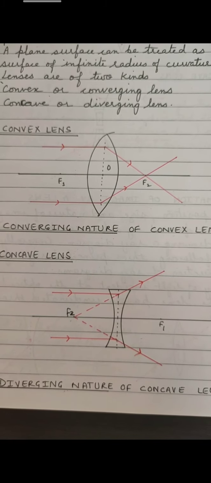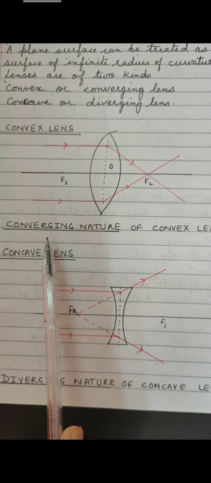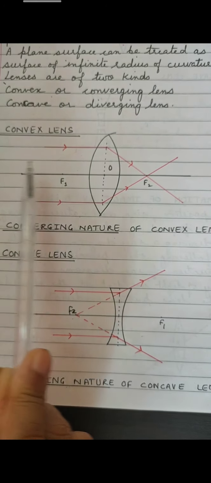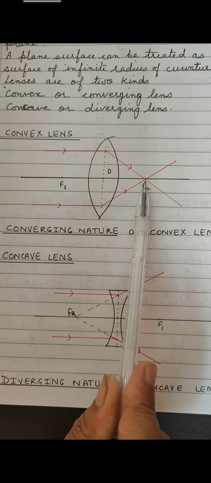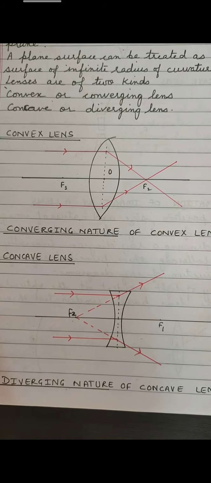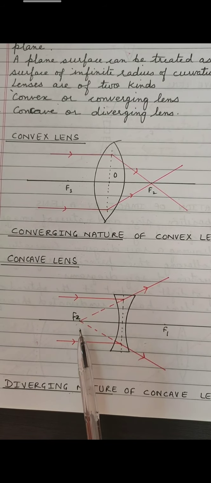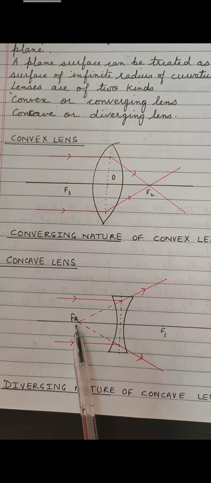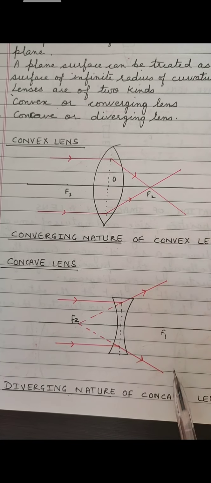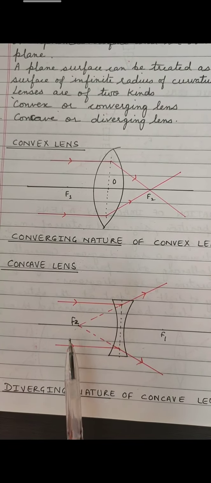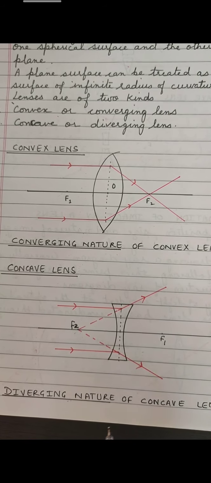So if I repeat, a convex lens has converging nature because it is bringing two parallel rays to a point. It is converging the rays at a point, and in a concave lens the rays appear to be coming from the F2 point, meaning the two rays diverge from a point. That's the reason a concave lens has diverging nature.